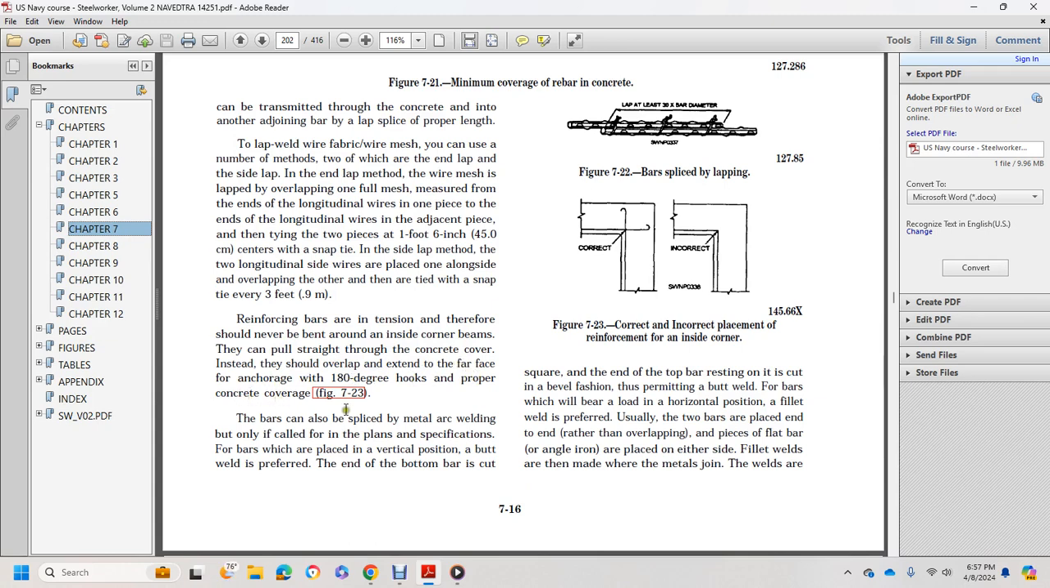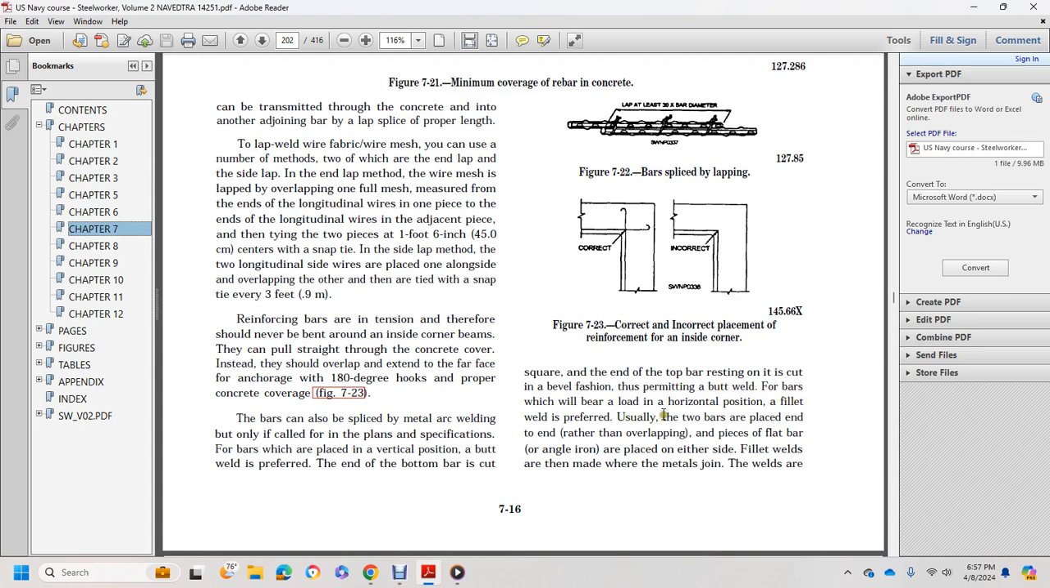Properly covered bars can also be spliced by metal welding, but only if called for in the plans and specifications. Bars placed in a vertical position is preferred. The end of the bottom bar is cut square. The end of the top bar is cut with a bevel, permitting a butt weld for the bars. The weld bears the load in the horizontal position.